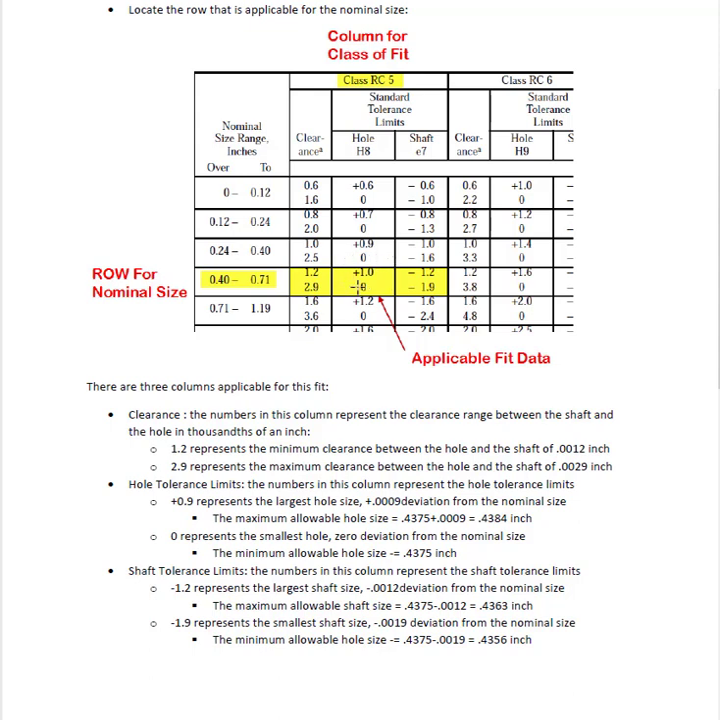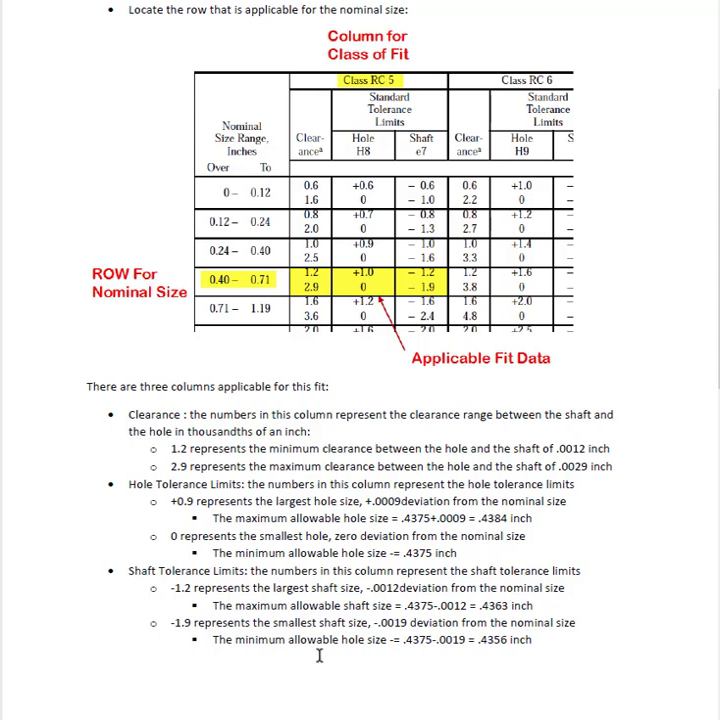Now, the hole limits. These two are the hole limits. The plus 0.9 represents the largest hole. That would be 9/10 larger than the nominal. Okay, so the maximum hole size is the minimum hole, which is the 0.4375, plus the 9/10 of a thousandth, and I get 0.4384. Now 0, okay, again, we're using the whole basis, so this is going to be 0, represents the smallest hole. So our smallest hole is 0.4375.